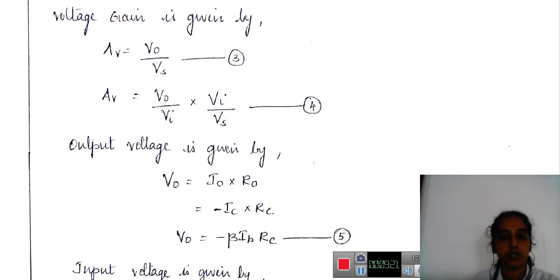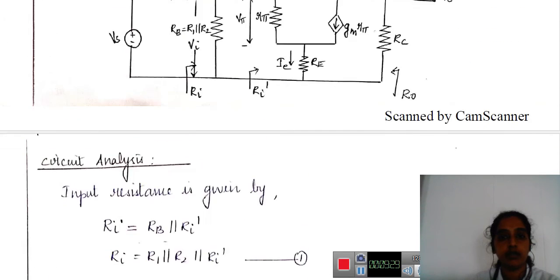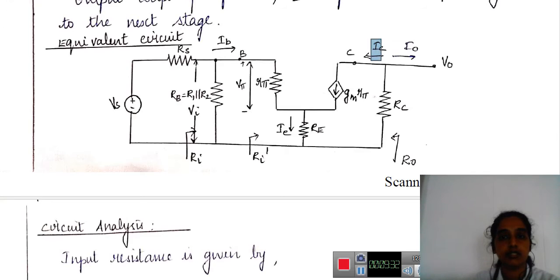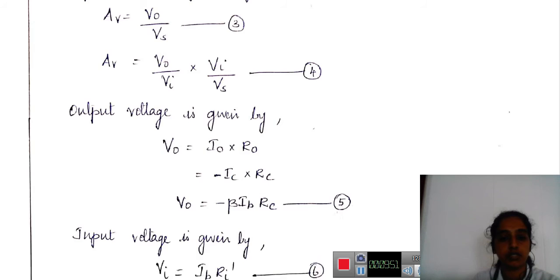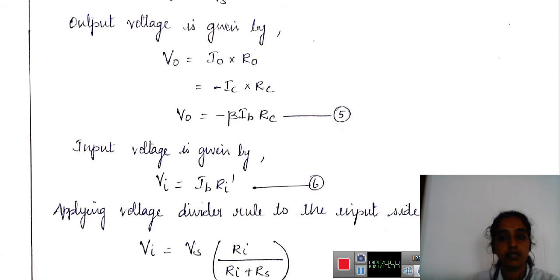So I know that output V0 is I0 into R0. So I0 and IC are in the same direction. So I0 I can consider it as IC. So since this is a leaving current, I0 plus IC is equal to 0. So I0 is equal to minus IC. So what is my V0? V0 is, I know that IC is equal to beta into IB into RC. And input voltage Vi is IB current into Ri dash.